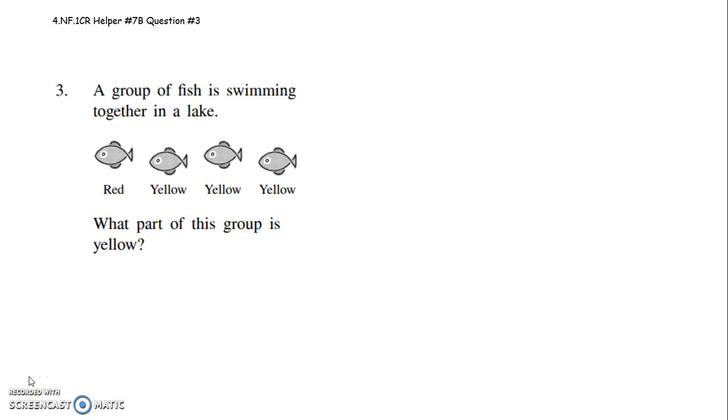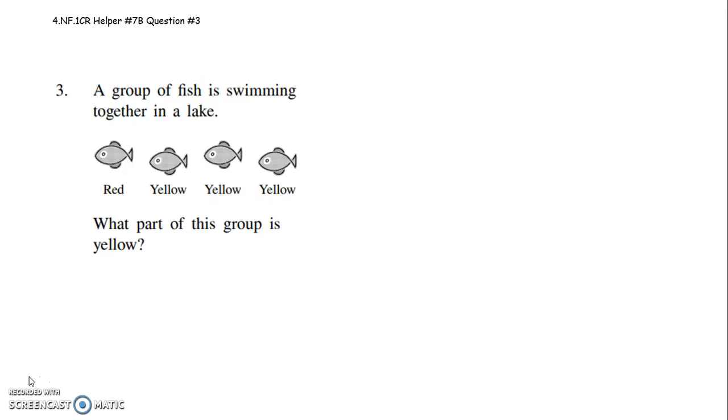All right, sixth graders, this is to help you with question 3 on CR7 version B. A group of fish is swimming together in a lake. There's a red fish, a yellow fish, a yellow fish, a yellow fish. What part of this group is yellow?